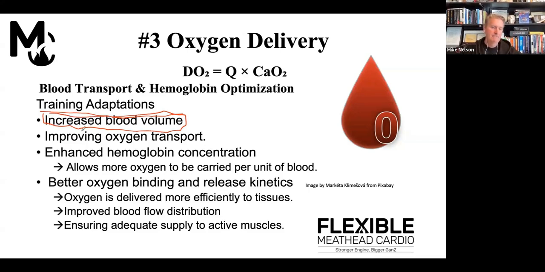Improved oxygen transport, just getting oxygen to go where it needs to go in the body. Enhanced hemoglobin concentration allows more oxygen to be carried per unit of blood. So we may have the same blood volume, but if we can stick more of these carriers, hemoglobin and especially red blood cells, they can get more oxygen per unit of blood to be carried around.